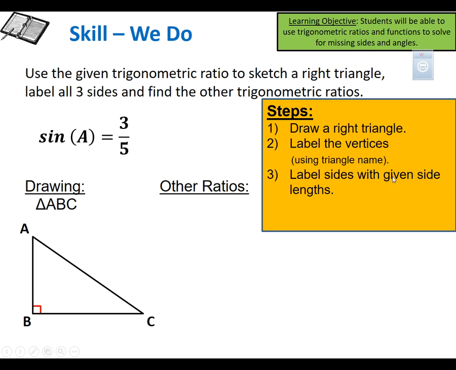Step 3, we are going to be labeling the sides given the side length. So we are given 3 and 5. Because we only have 2 measurements and we have 3 sides, we are going to have to calculate the missing side length in step 4. Once we do that, we will write out the other trig ratios.